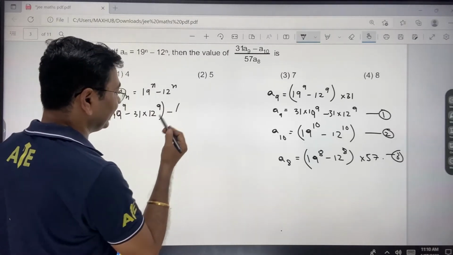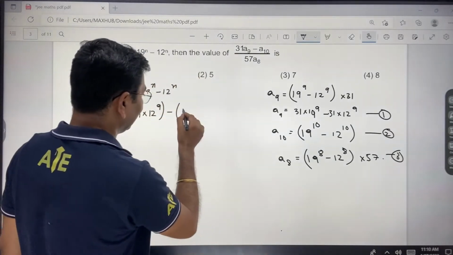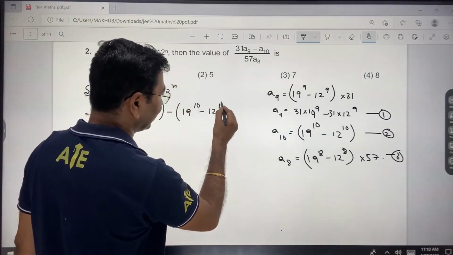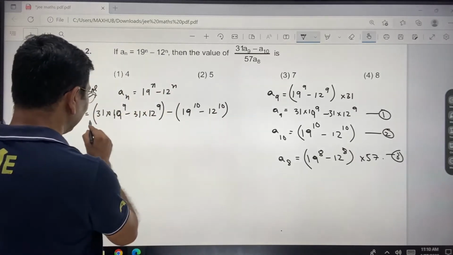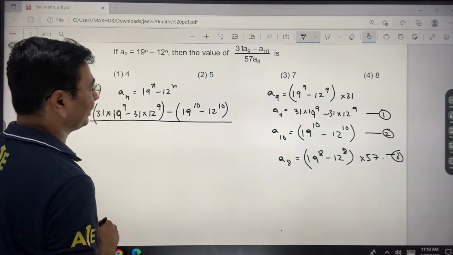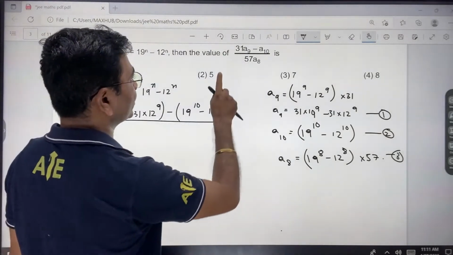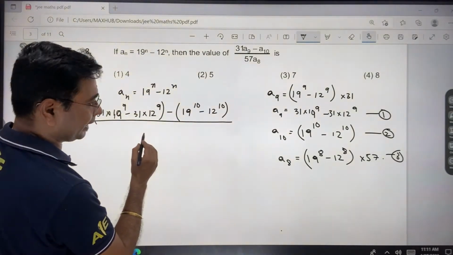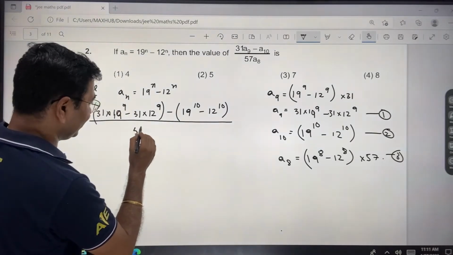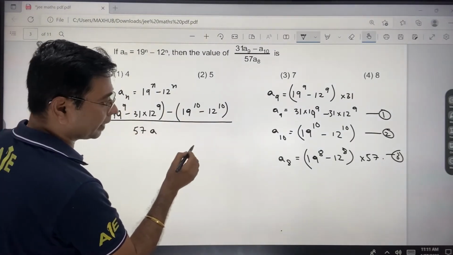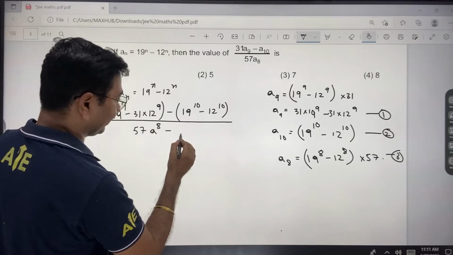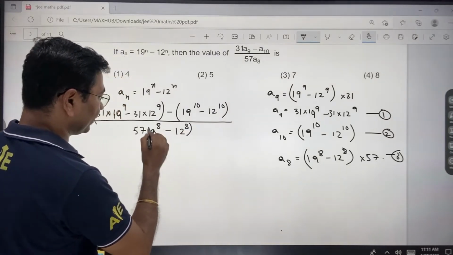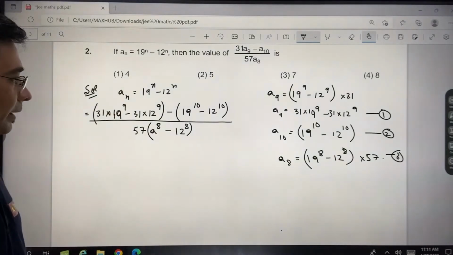Along with this, you have got a negative sign of 19 to the power 10 minus 12 to the power 10 divided by. Okay, so I've got this equation 1 and 2. So now the thing is a8, I will put it with 57. So 57 into 19 to the power 8 minus 12 to the power 8. You can put it in brackets.